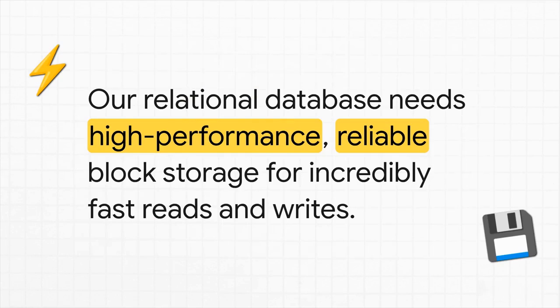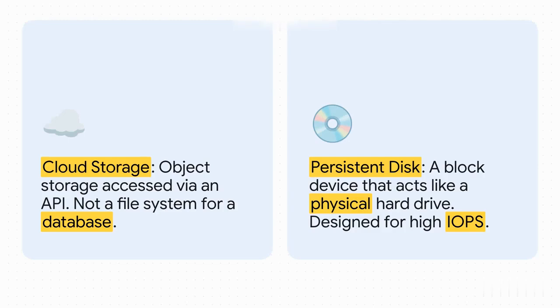Next up, the database. This is the heart of our application, the brain of the operation. It's going to run on a Compute Engine virtual machine, and it needs a home that is just ridiculously fast and reliable for all those constant reads and writes. So we're back to our 2 main contenders, but now the tables have completely turned. See, a database doesn't want to talk to a web service. It needs a block device, something that feels just like a physical hard drive is screwed right into its motherboard. And that is exactly what persistent disk is.